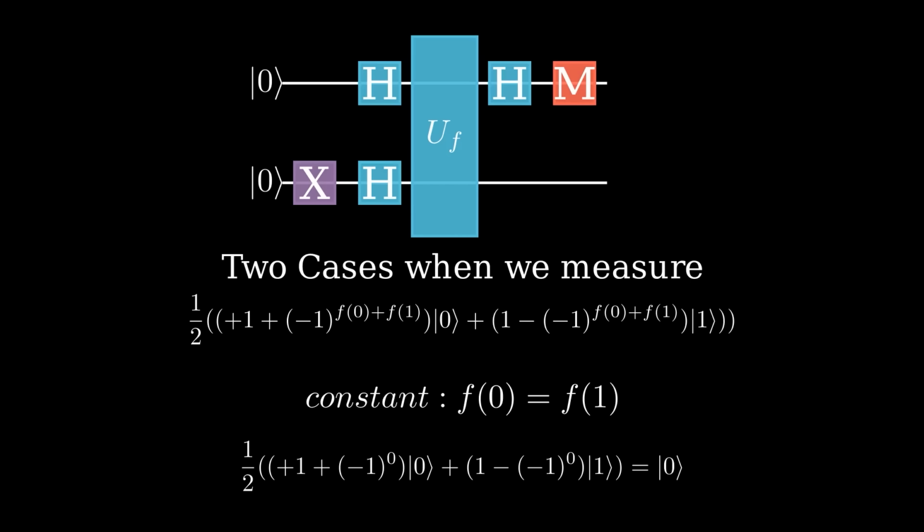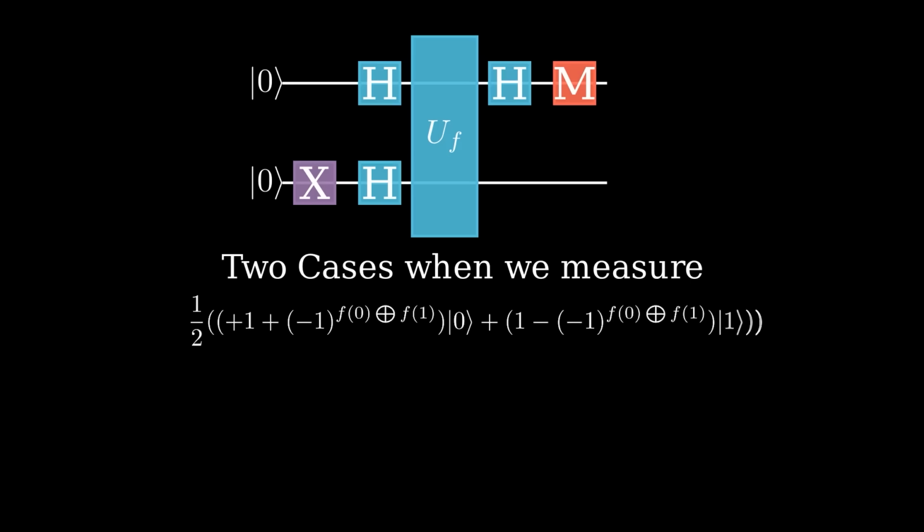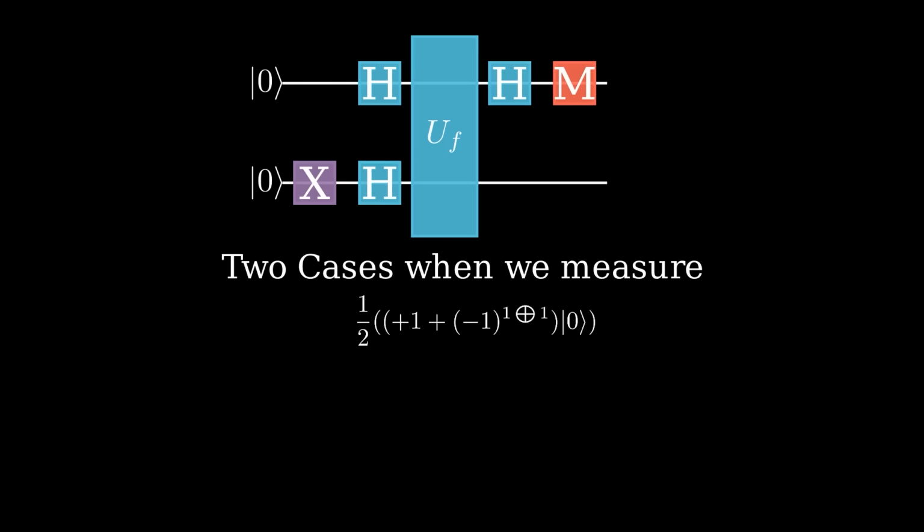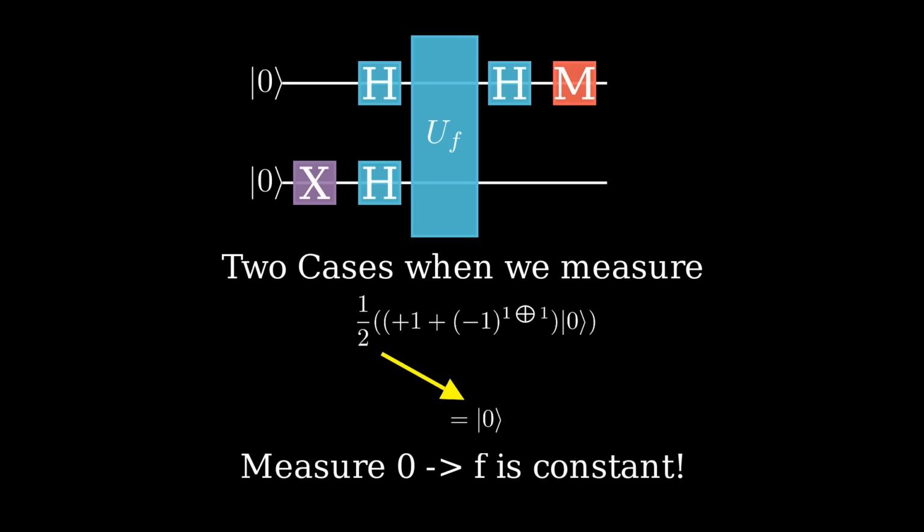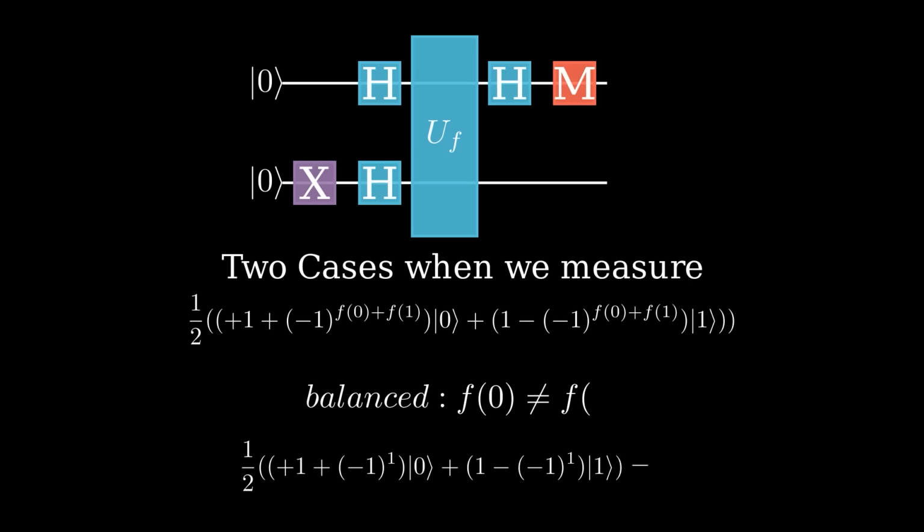If f is constant, then f of 0 equals f of 1. It doesn't matter whether they're both 1 or 0, just that the values are the same. So let's take f of 0 equals f of 1 equals 1 for our example. If this is the case, then our equation becomes the following. The other term vanishes because 1 minus 1 equals 0. If f is balanced, then f of 0 does not equal f of 1, and we get opposite values. By similar reasoning, we can equally show that we only measure 1.